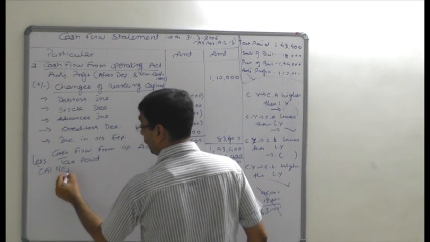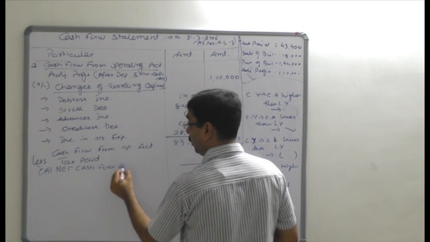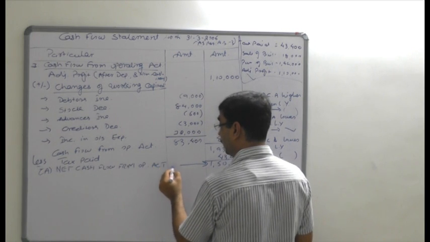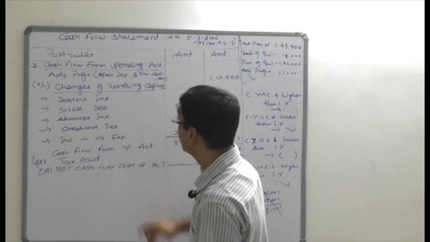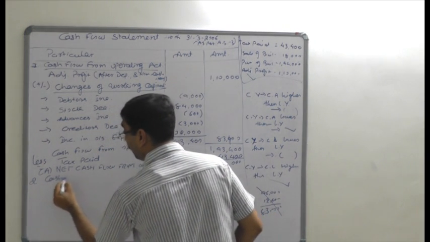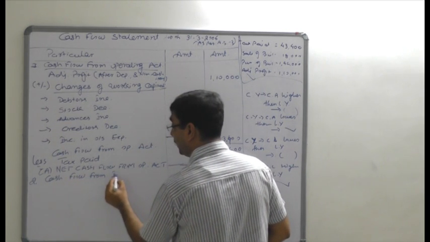Net cash flow from operating activity. So that is answer A. After answer A, we would be moving to question number 2, that is cash flow from investing activity.